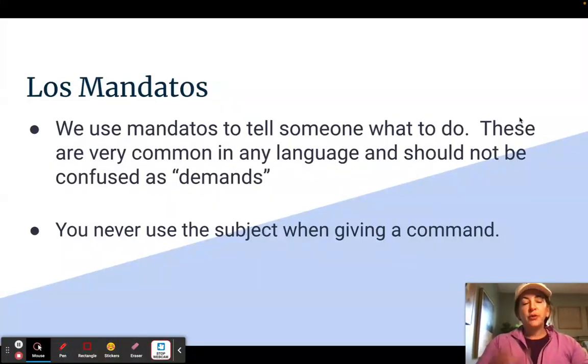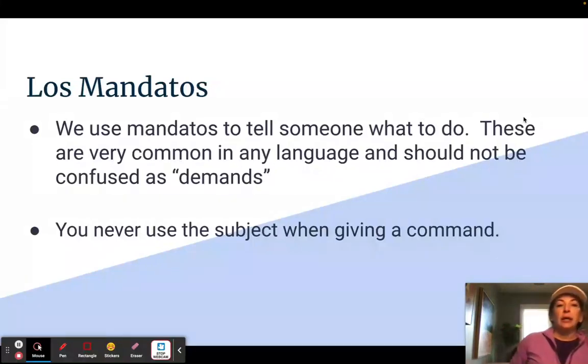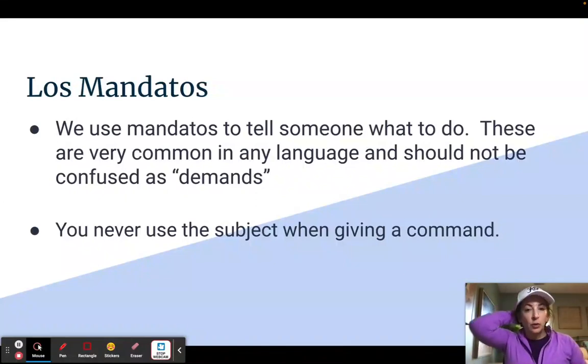So just to review, we use mandatos to tell someone what to do. These are common in any language and should not be confused as a demand. There's a difference between a command and a demand. So when you're giving a mandato, you never use the subject, okay? The subject is implied because you're talking directly to the person.